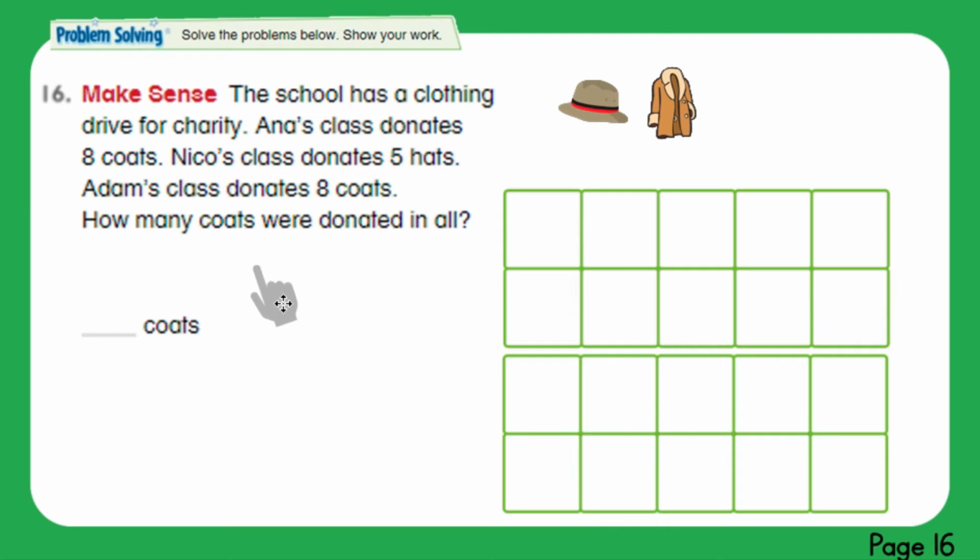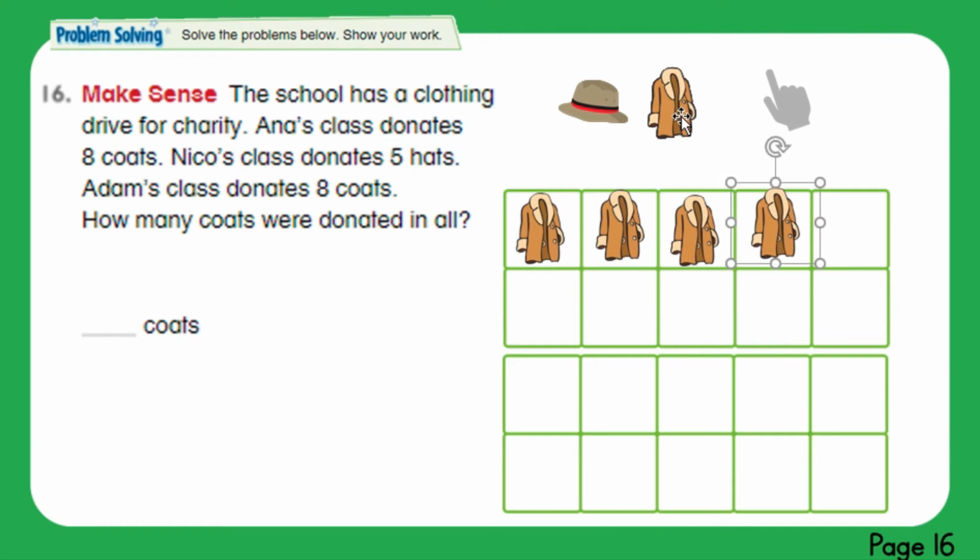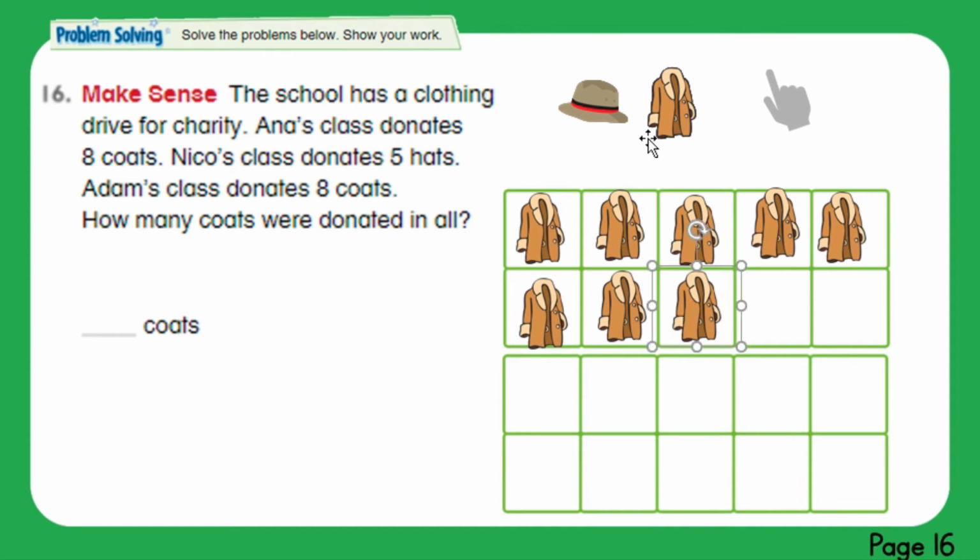So, let's start. We will see how many coats Anna's class donated. 8 coats. So I'm going to grab 8 coats and put them in the first 10 frame. 1, 2, 3, 4, 5, 6, 7, 8. Here I've got 8 coats. Now again, we are not concerned about the hats because they are not asking us about hats. They are asking about how many coats were donated. So Anna's class donated 8 coats.